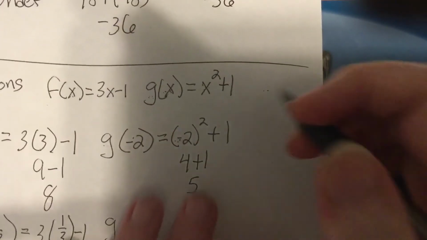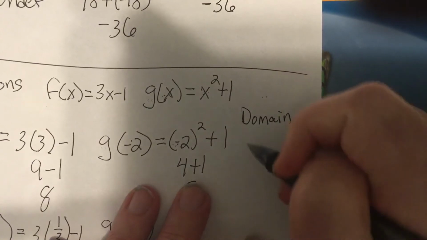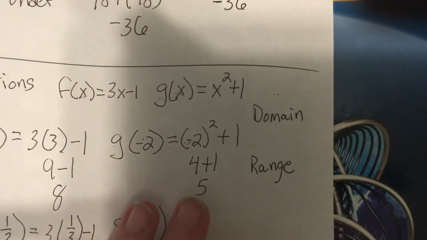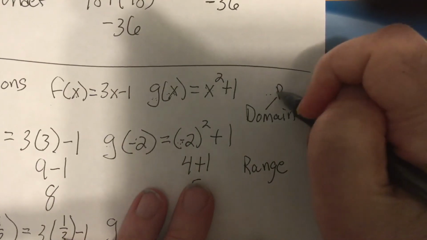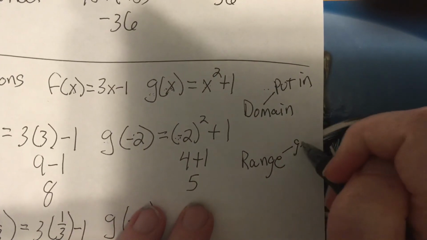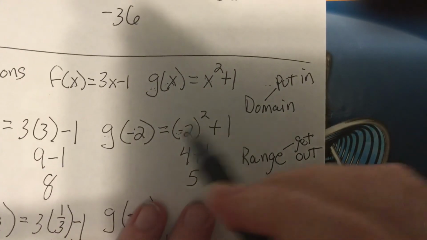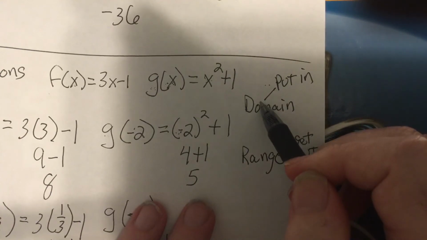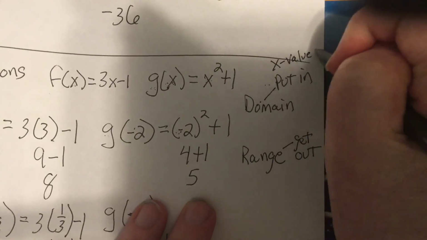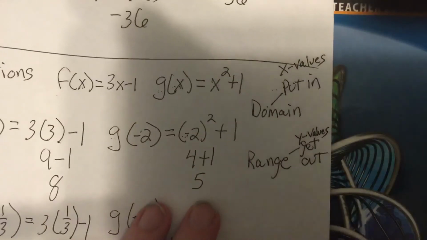Now, 2 words you need to know with functions. One is called domain, and one is called range. Domain is the numbers you put into the function. Range is the numbers you get out of the function, or the answers would be another way to say it. Now, when we get to graphing, you'll find the domain is the x values, which doesn't matter now because we haven't graphed, and range is the y values. We'll see that in a couple weeks, I believe.